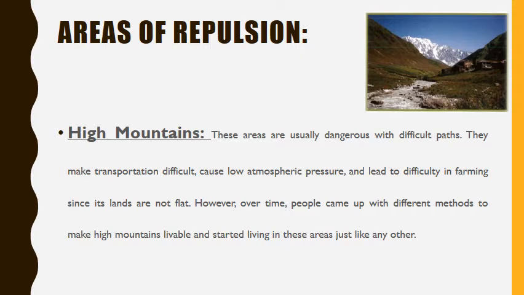Number 2. High mountains. These areas are usually dangerous with difficult paths. They make transportation difficult, cause low atmospheric pressure, and lead to difficulty in farming since the land is not flat. However, over time, people came up with different methods to make high mountains livable and started living in these areas just like any others.